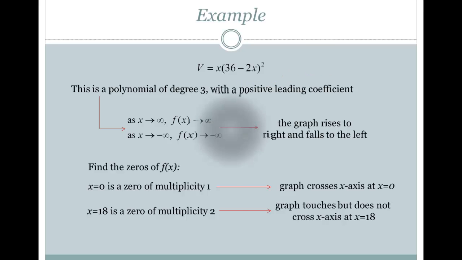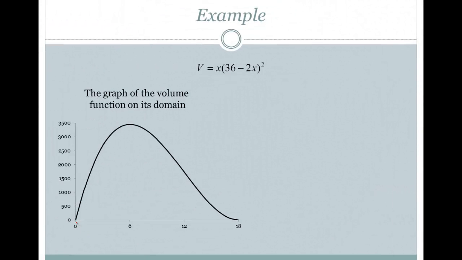Again, if I graph this, I'm only interested in 0 to 18. If I was to continue, this graph would come down that way, go off to negative infinity. This is going to just touch, and then it's going to go up like that. But I'm only interested in this part of the graph, because that's the only area my solutions can be.